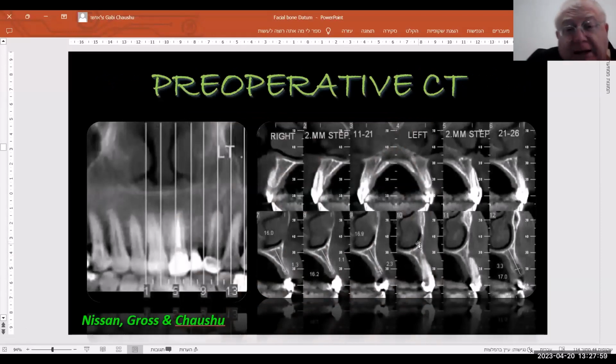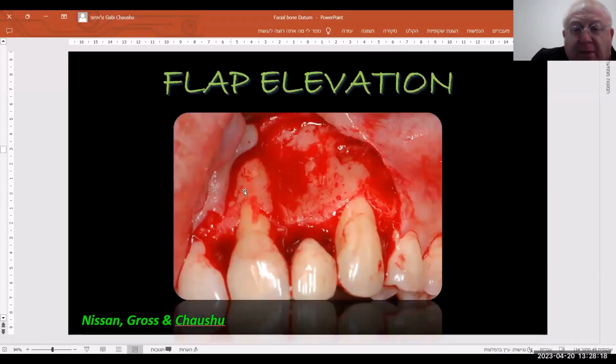When we go to the preoperative CT, we see actually that the bone thickness is very minimal, and this doesn't look like a containing defect, but rather like a no wall defect, which would be more complicated to fill three-dimensionally. But if you look at the clinical view, you can see that because of this concavity, we have the roots of the central and the canine that actually create like a containing defect.